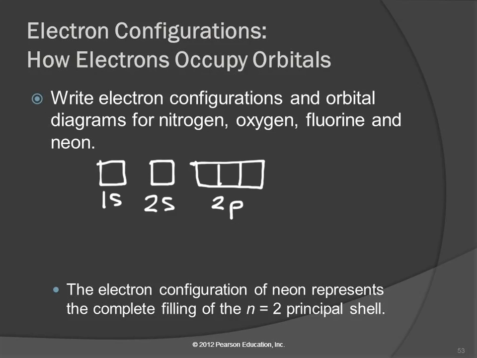So for nitrogen, oh no, nitrogen seems more green to me. Not sure why. How many electrons does nitrogen have? 7, right? 7 electrons. And so to write the orbital diagram, we're going to start filling in these boxes. There's 1, 2, 3, 4, 5, 6, 7. And that would be the orbital diagram for nitrogen.